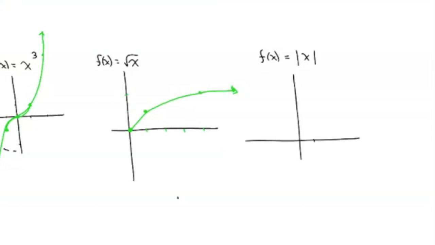The absolute value is this. It's the V thing. Everything is positive. The absolute value forces everything to be positive, so even if you're on the negative side, it becomes positive.